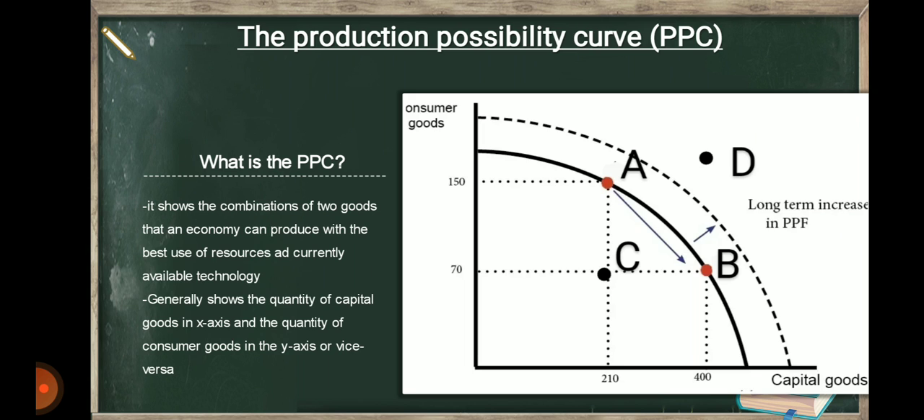So, what are the resources we have at present and what technology we have at present? Using these both optimally or putting them to the best use, how much of two goods can we produce or the possible combinations of two goods which we can produce. This is given by the production possibility curve.